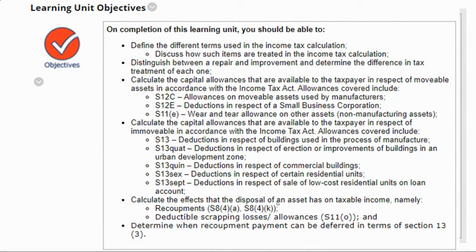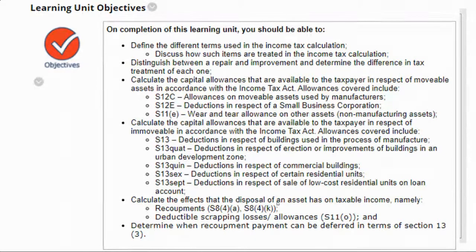And then section 11E is all your other wear and tear allowances for your non-manufacturing assets. Now, that is based on the useful lives that SARS has depicted for a specific asset. Now, you do not need to know the useful lives list in your tax workbook. That will be provided in the question. They will tell you what is the period.